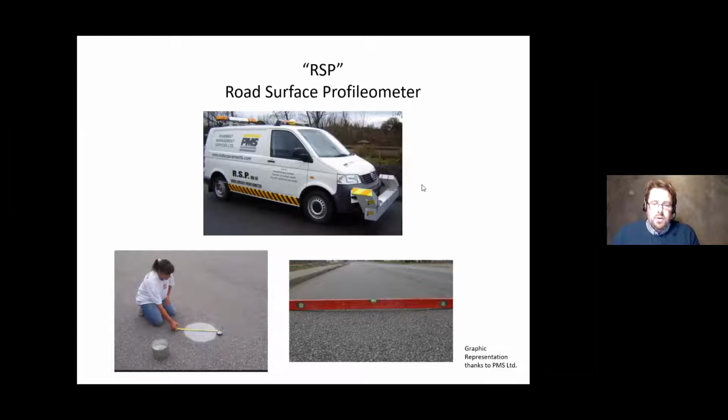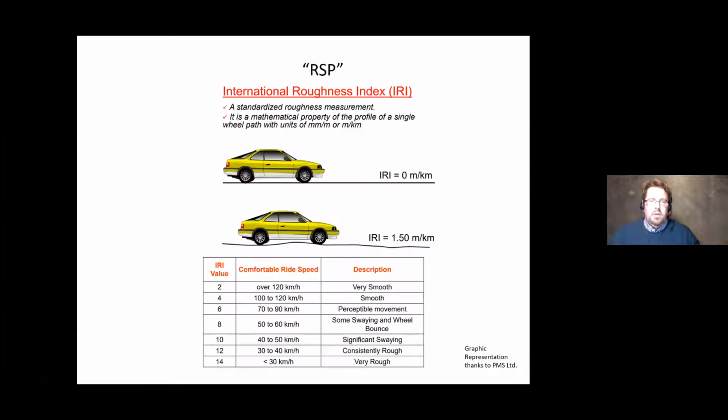That can measure at road speed those pavement characteristics. The other thing it also picks up, on the basis of those, is the International Roughness Index, and that's a determination of your comfortable ride speed relative to the pavement performance. So you can see there the breakdown of that.